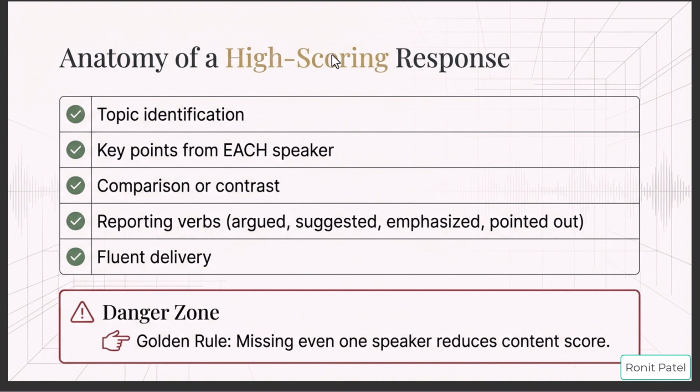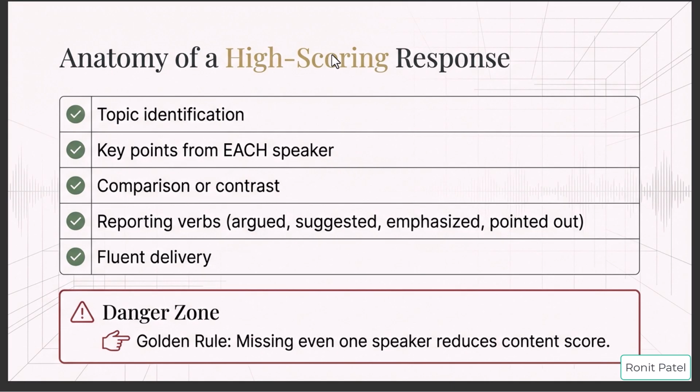Next, anatomy of a high scoring response. This slide is your quality checklist. First, topic identification. The AI first checks, did the student understand the topic? This must appear in your opening sentence. Second, key points from each speaker. This is the single biggest scoring factor.